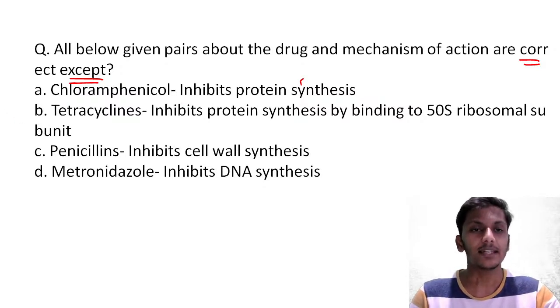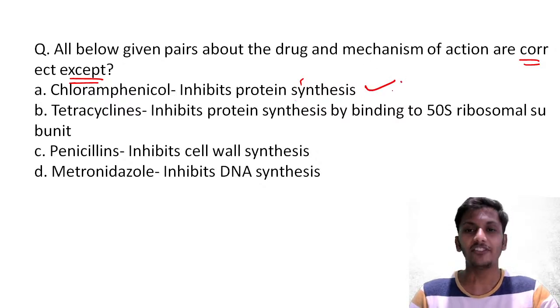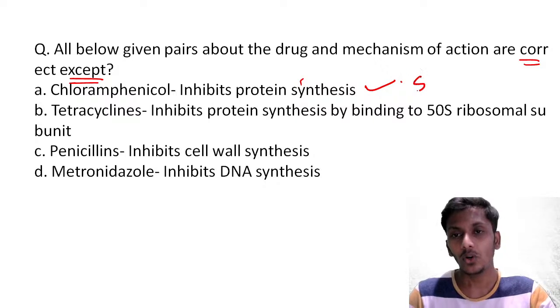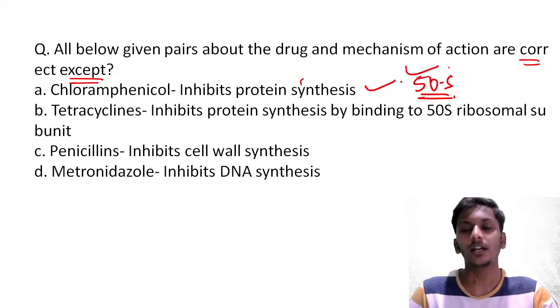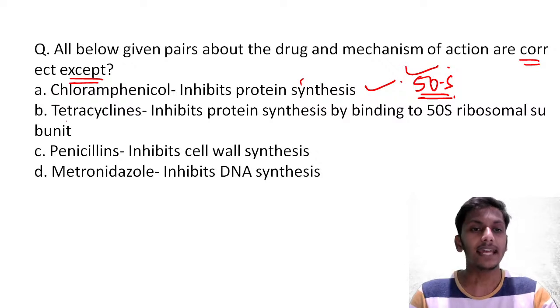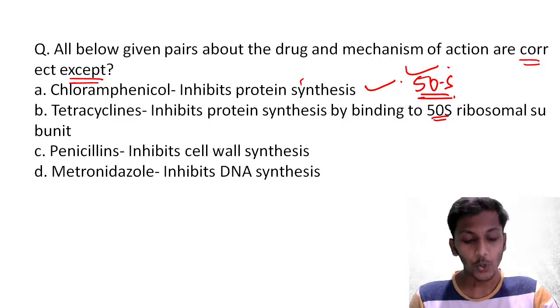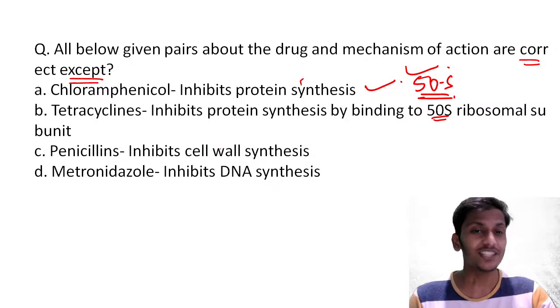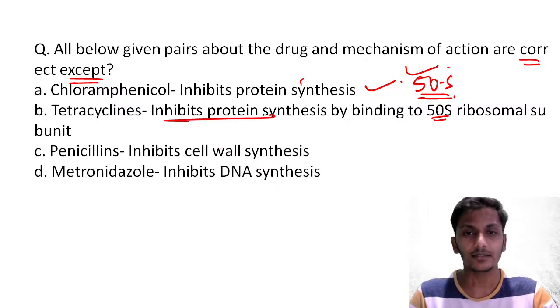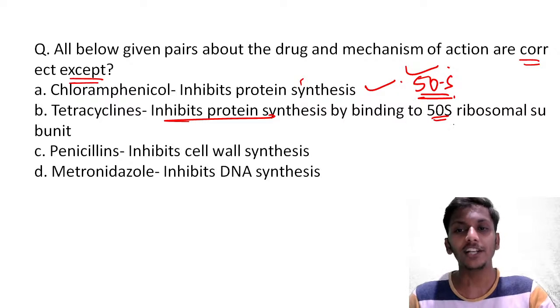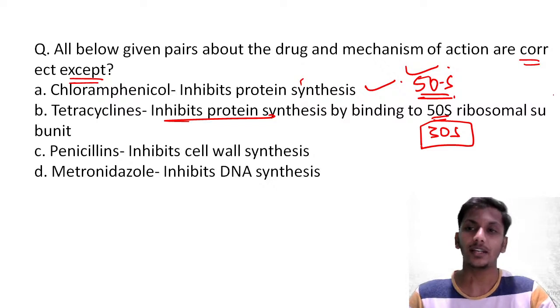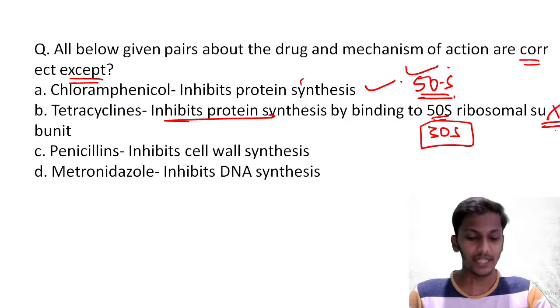Option A says chloramphenicol inhibits protein synthesis. Right, as we know, chloramphenicol inhibits protein synthesis by binding to the 50S subunit of the bacterial ribosome. Very good. Then next is tetracycline, which inhibits protein synthesis by binding to the 50S ribosomal subunit. Is it so? No. Very good, guys. Tetracycline inhibits protein synthesis, this statement is correct, but it does not bind to the 50S ribosomal subunit. Rather, it binds to the 30S ribosomal subunit. Therefore, statement B is false.